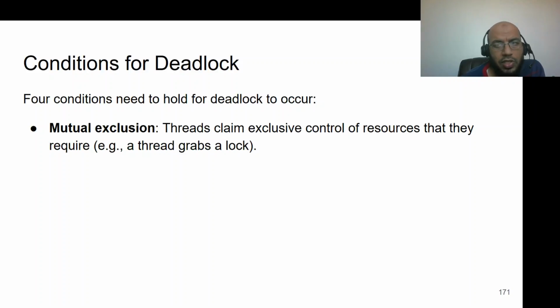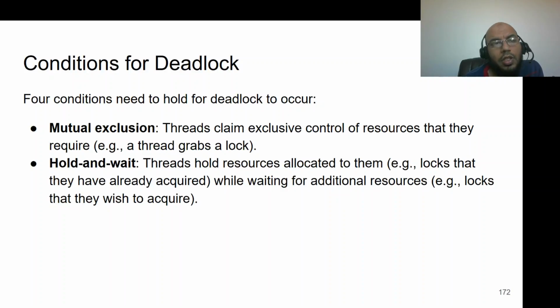Threads claim exclusive control of resources that they require. A thread grabs a lock, for example. The second one is hold and wait. So once you grab a lock, you do not release that lock. You're not going to release that lock if you cannot acquire the second lock. So you are going to wait for any other locks that you need infinitely. So you hold and wait.